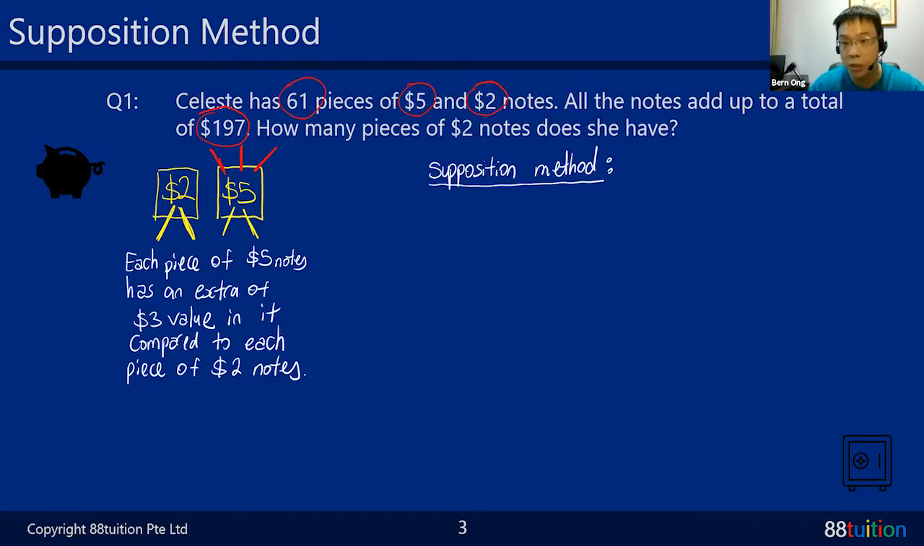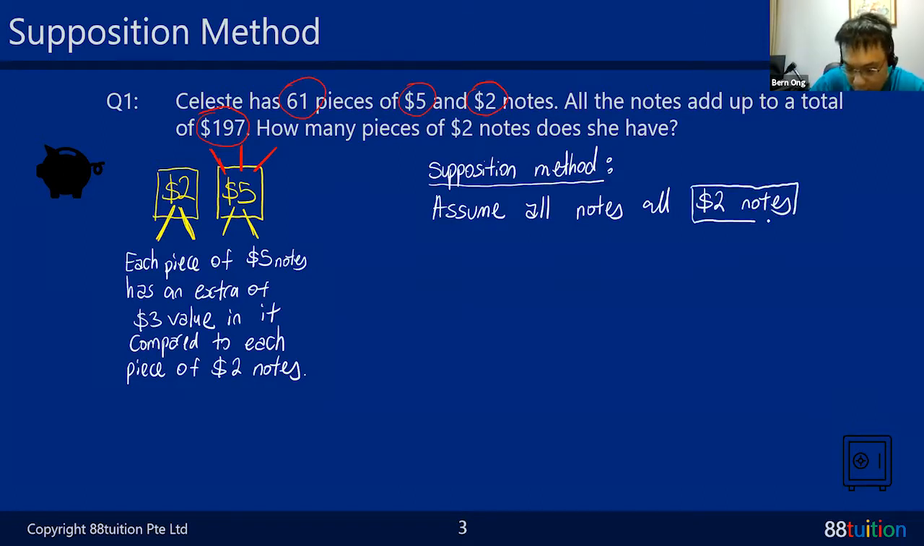So using the supposition method, you must assume something. For me, I like to assume all notes are of the lesser value, which is the $2 value. So assume all notes are $2 notes. Let me put a standard to this: I will always take the one that has the least value. Later, there's another example, so don't worry, I will show you. We learn by example also. So assume all notes are $2 notes.